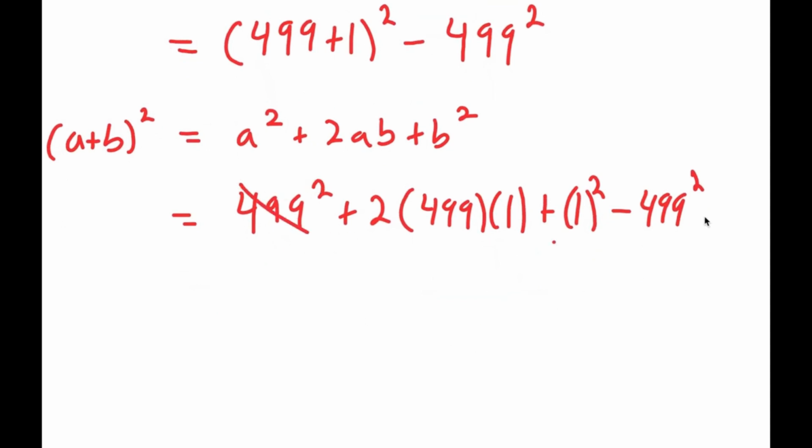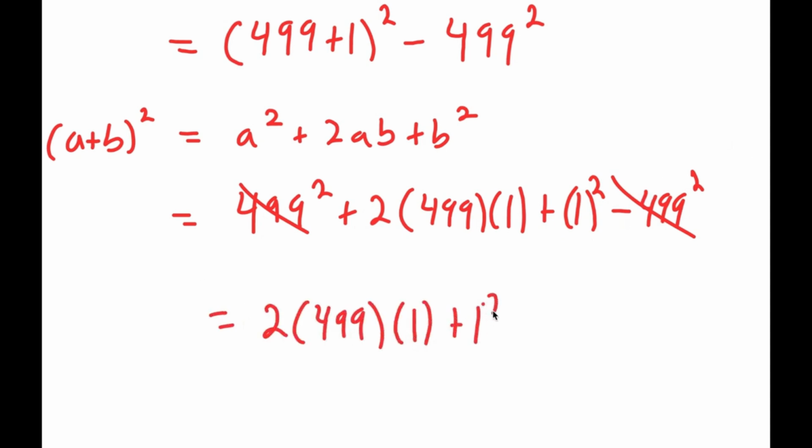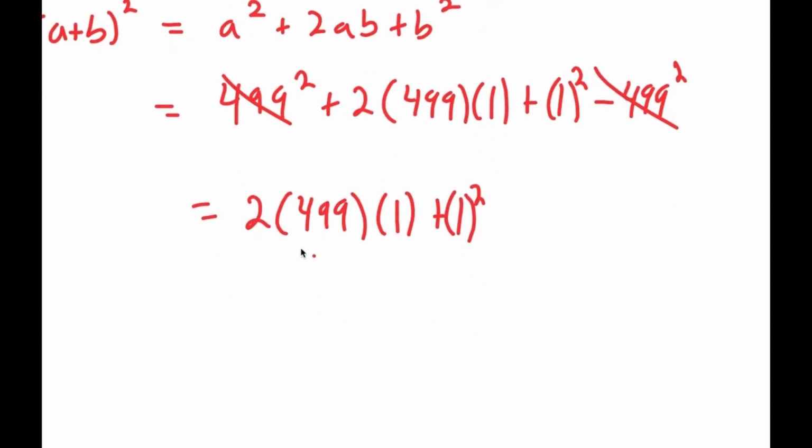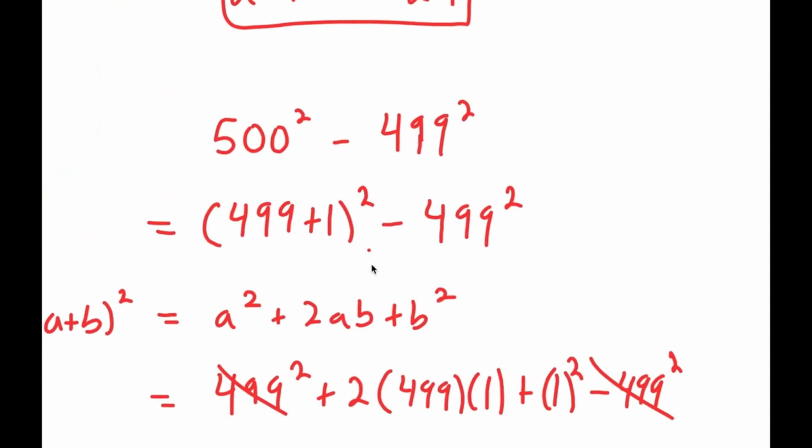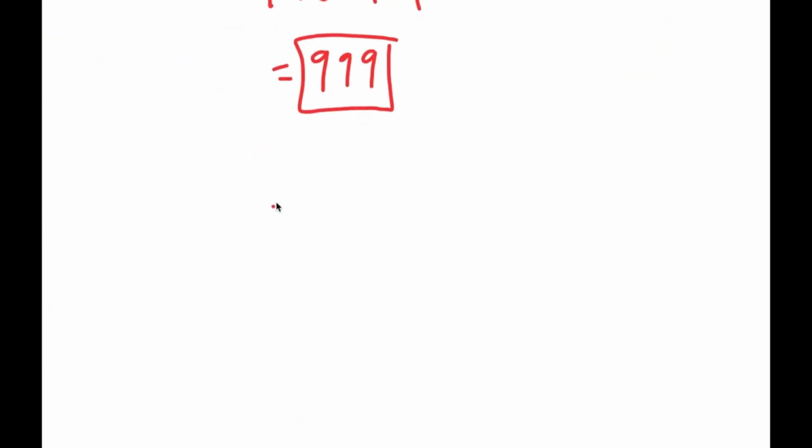Now, I can cancel out 499 squared and negative 499 squared, so I'll be left with 2 times 499 times 1 plus 1 squared. 2 times 499 is 998, times 1 is just 998, and I have this plus 1 squared, which is plus 1, and this is equal to 999. Now, I actually have another method of solving this.